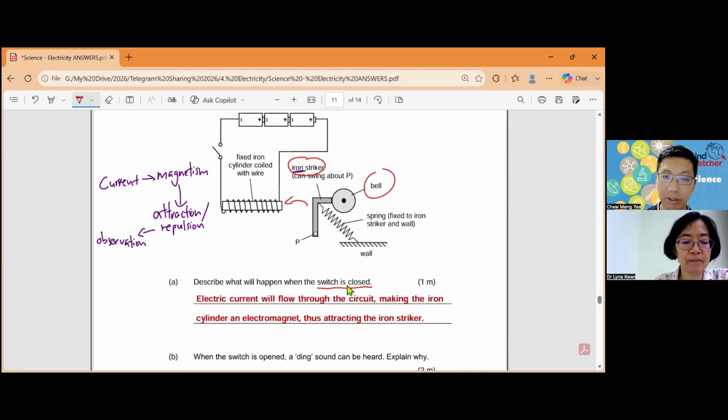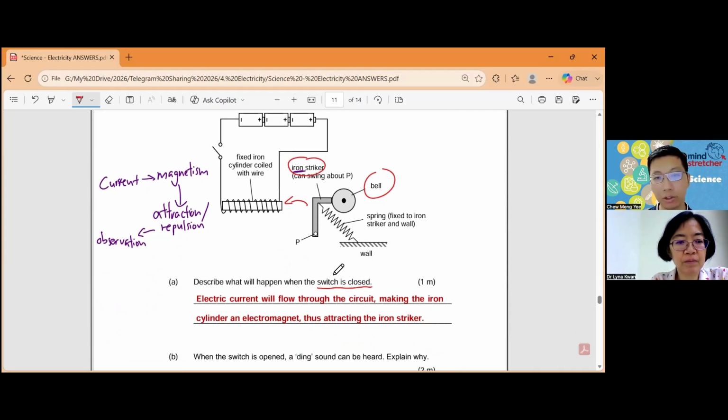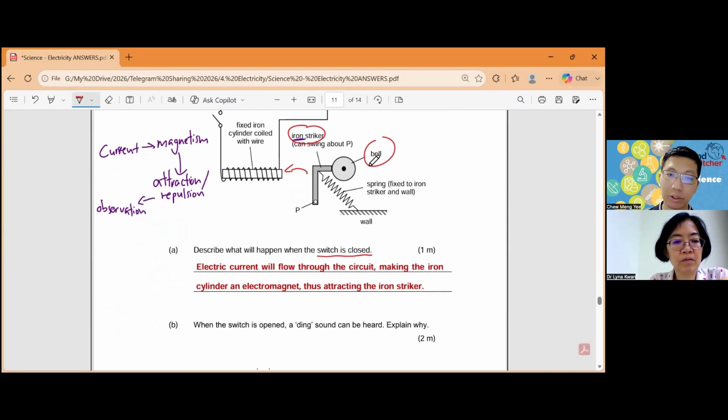We have a bell here, right? The bell can ring after something hits the bell. So now we need to reverse the process. What will hit the bell? It must be the iron striker. That's why it's called striker. It's going to hit the bell and produce the ding sound. Now we need to go through the whole process.